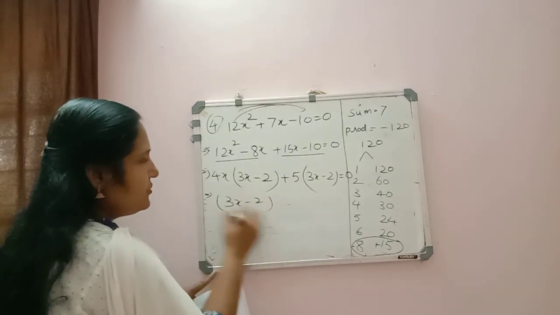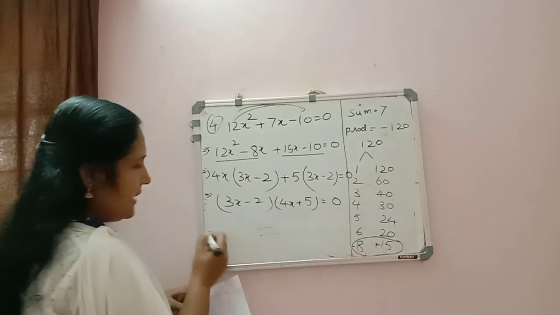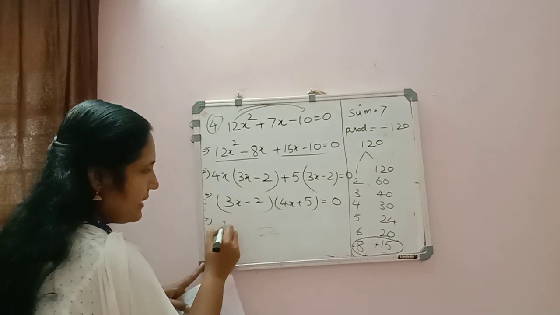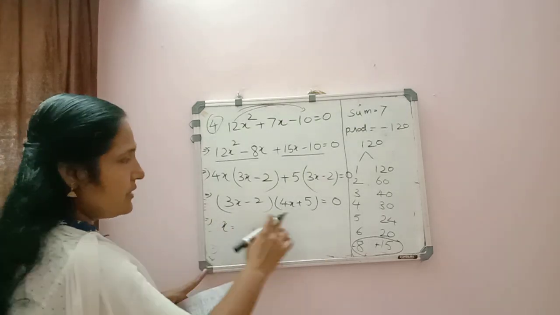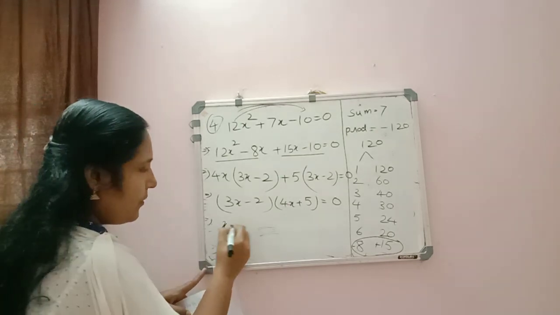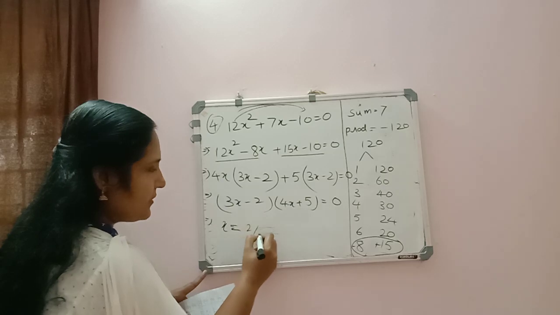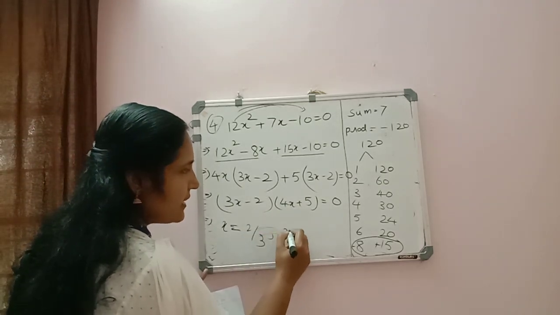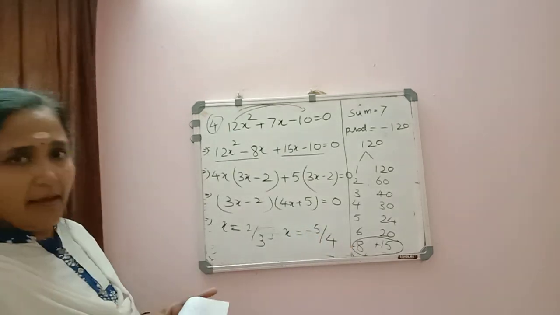(3x - 2)(4x + 5) = 0. Equate each factor separately to 0. Then we will get x equal to, now I am writing it directly. You all can do the steps there. Now I hope it is easy for you. You can write down directly there. x = 2/3. And if we equate 4x + 5 = 0, we will get x = -5/4.